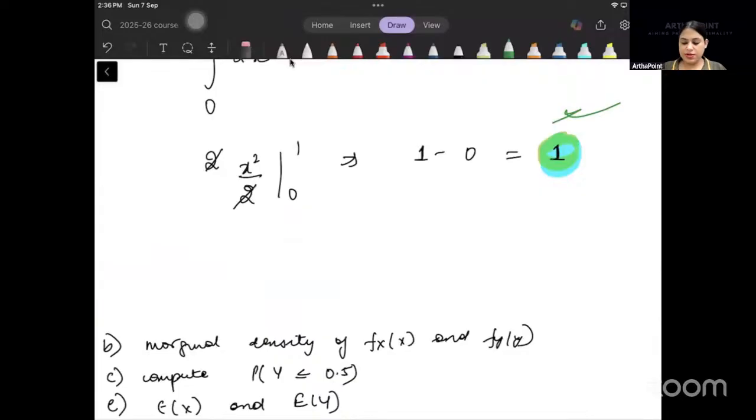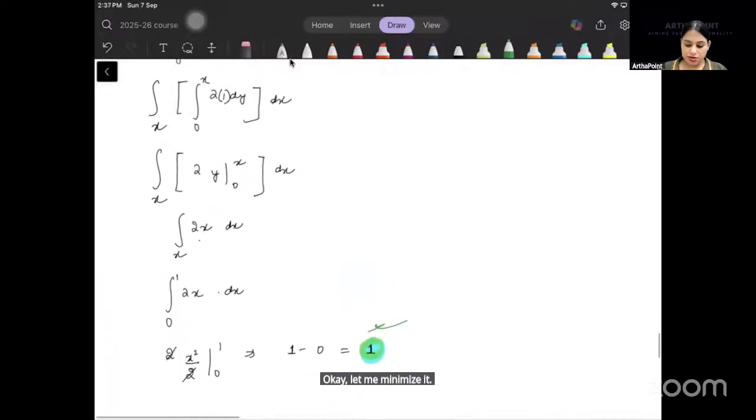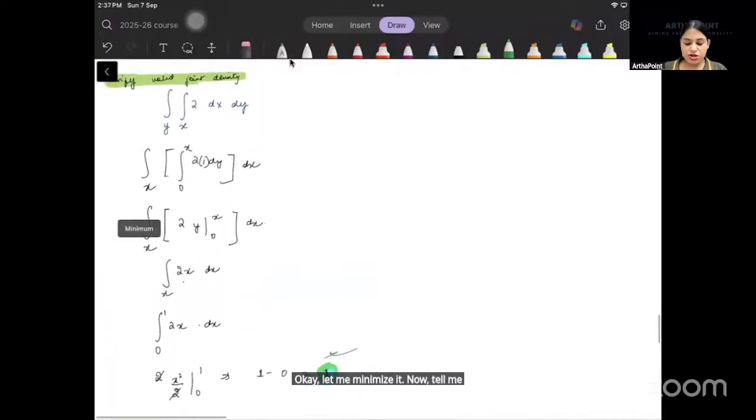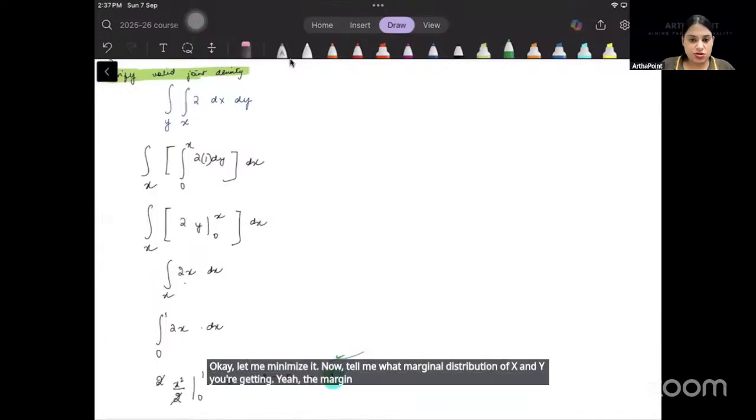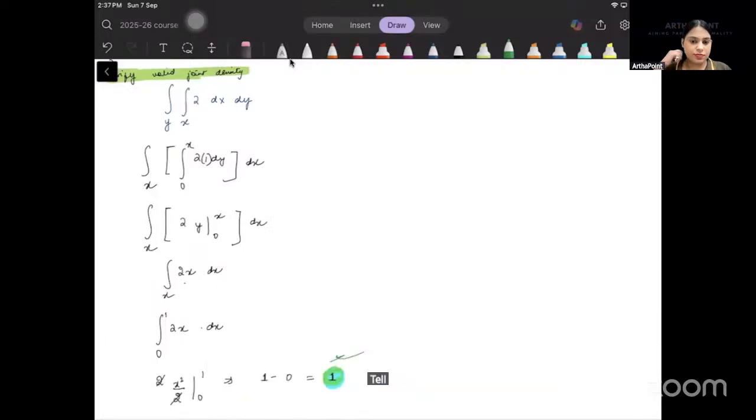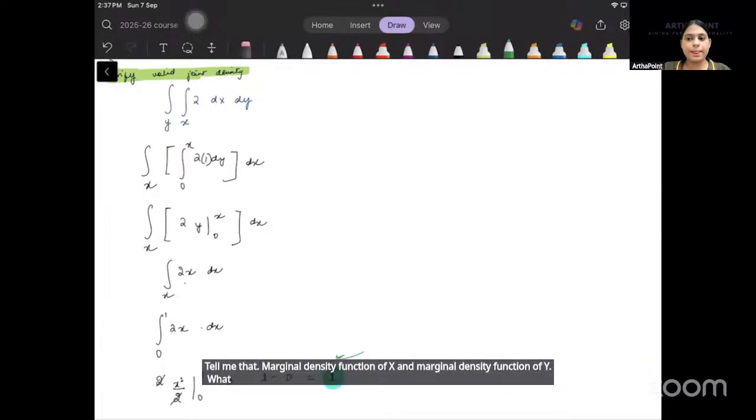Okay, let me minimize it. Now tell me what marginal distribution of x and y you are getting. What is the marginal density function? Tell me that. Marginal density function of x and marginal density function of y. What are we getting?